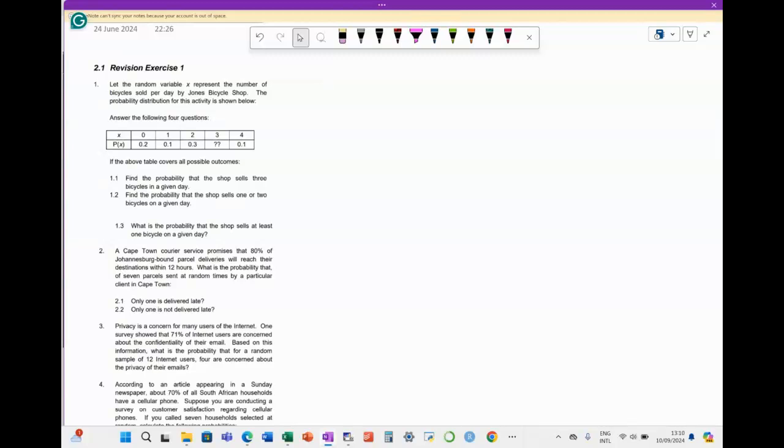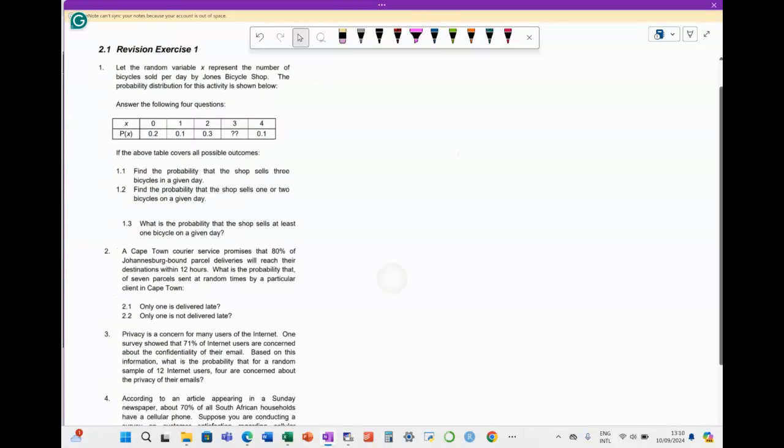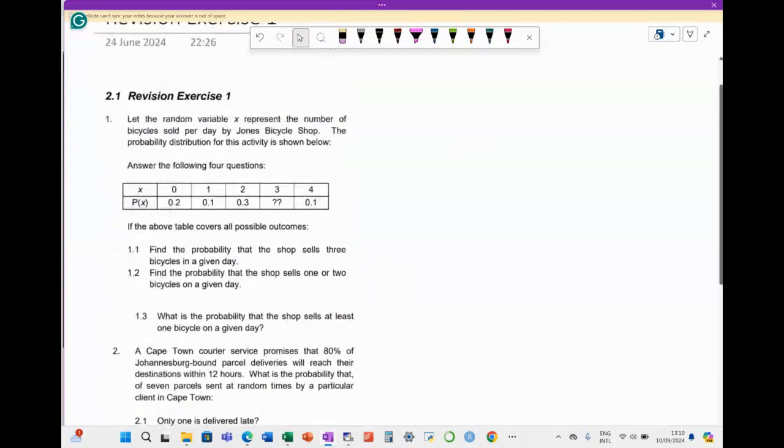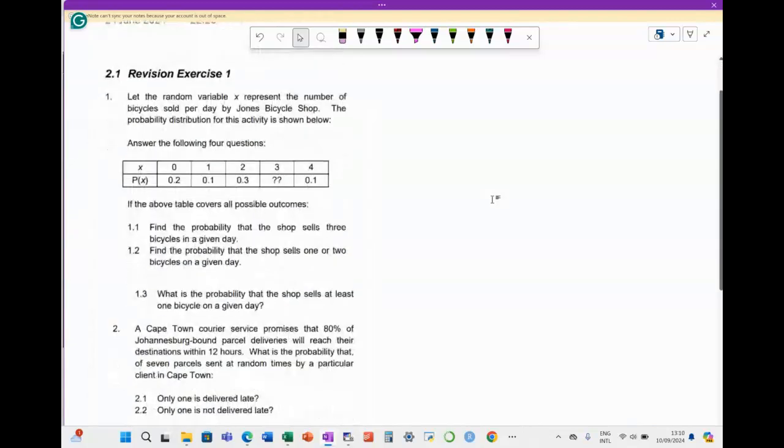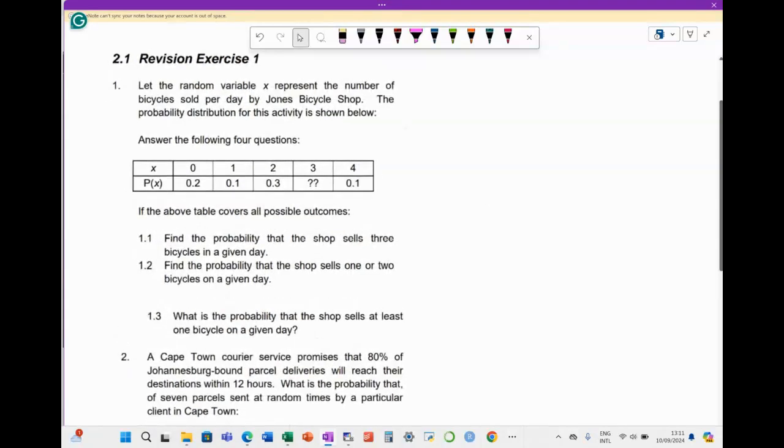So here, we're going to start with revision exercise 1. Under question 1, it says, let the random variable x represent the number of bicycles sold per day by Jones Bicycle Shop. The probability distribution for this activity is shown. Answer the following 4 questions.